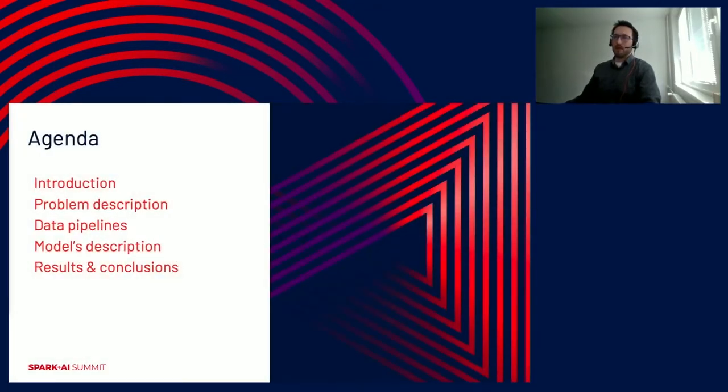Let's start with the agenda. I will briefly introduce the company where I work and also myself a bit. Then I will describe the problem itself. It will be followed by a description of some data pipelines we use here. All of them are based on Azure resources, so basically there will be a lot of applications of Databricks. Then I will focus on the model itself, how it's trained, how it works, and then its results and some conclusions at the end.